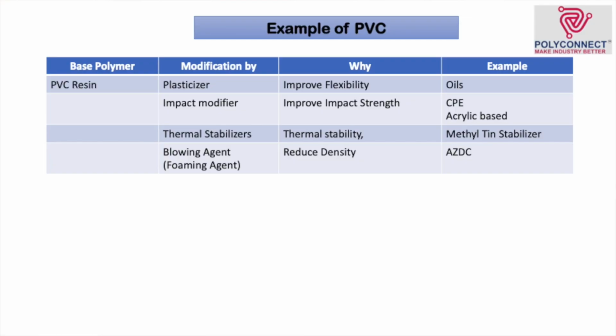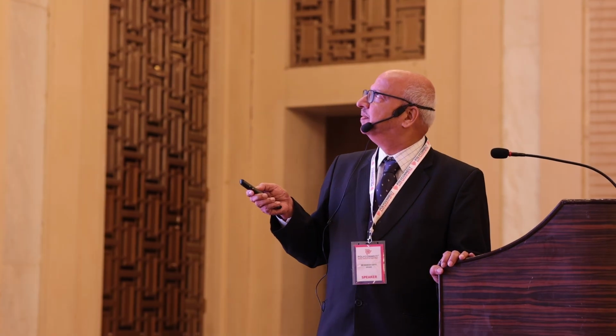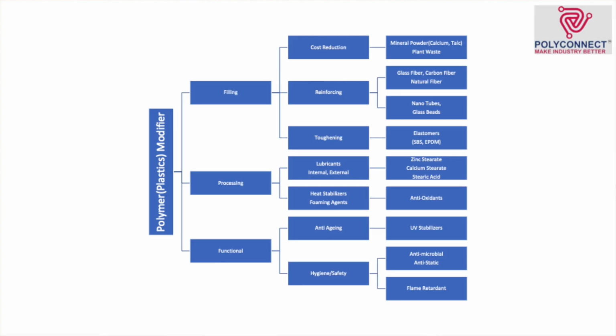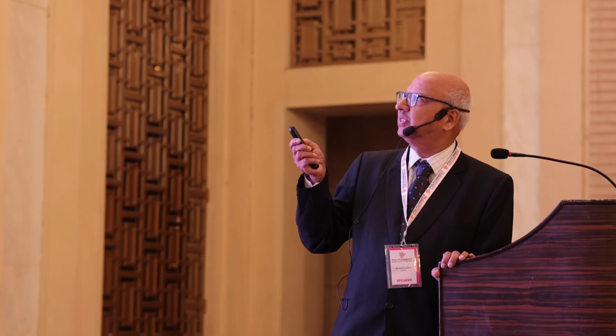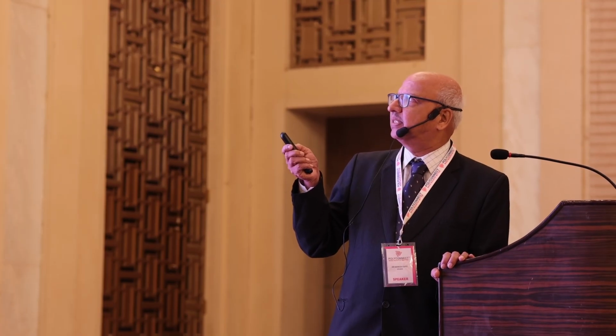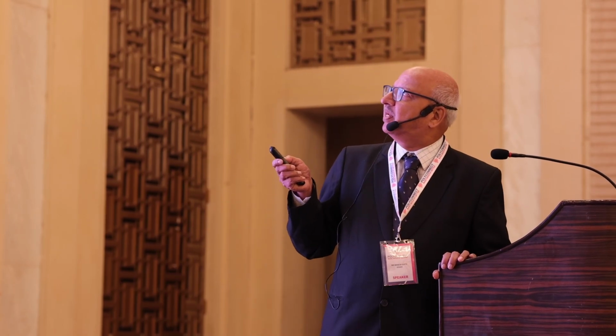There is again a listing of how polymer modification will help you and which things are to be added. One is modifying processing characteristics: flowability, thermal stability, dispersion, compatibility, melt strength. So this type of additive will help you to modify the processing, and ease of processing is there. Your productivity is improved.